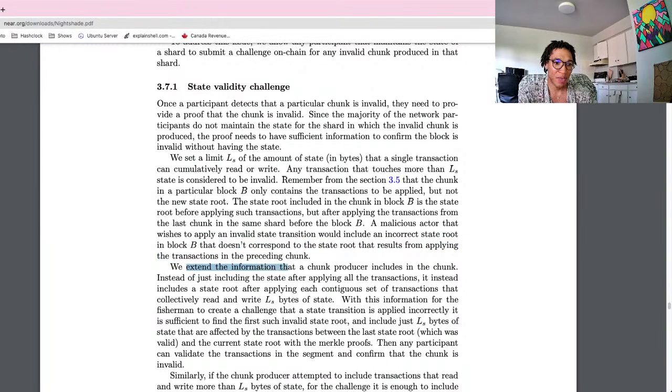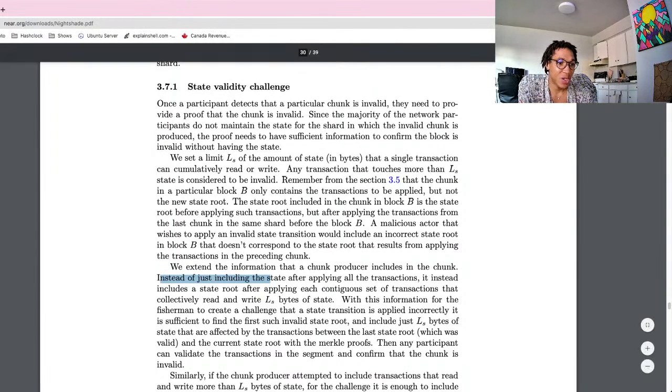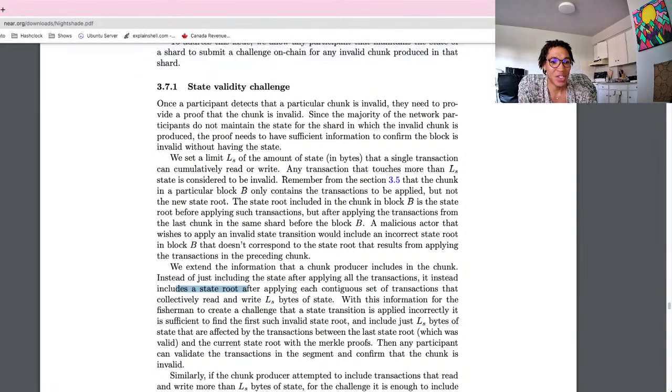We extend the information that a chunk producer includes in the chunk. Instead of just including the state after applying all the transactions, it instead includes a state root after applying each contiguous set of transactions that collectively read and write this limit of bytes of state. So they almost have little checkpoints. It's like instead of trying to play an entire game at once and only having one life, and then you die and it's like, oops, I died.